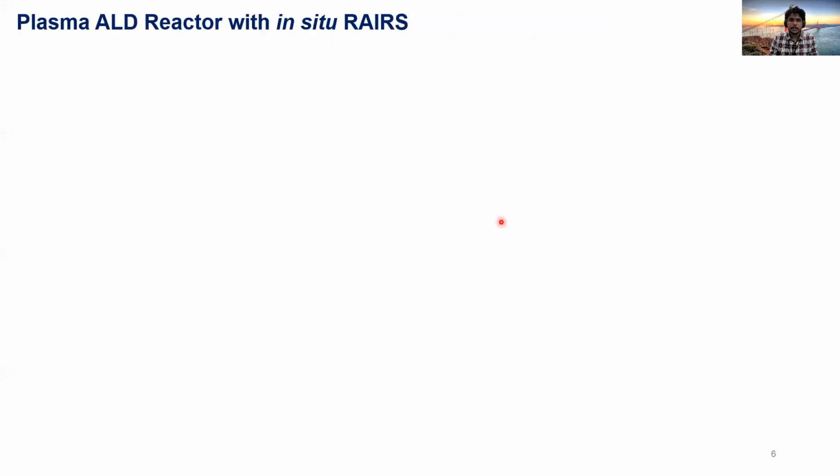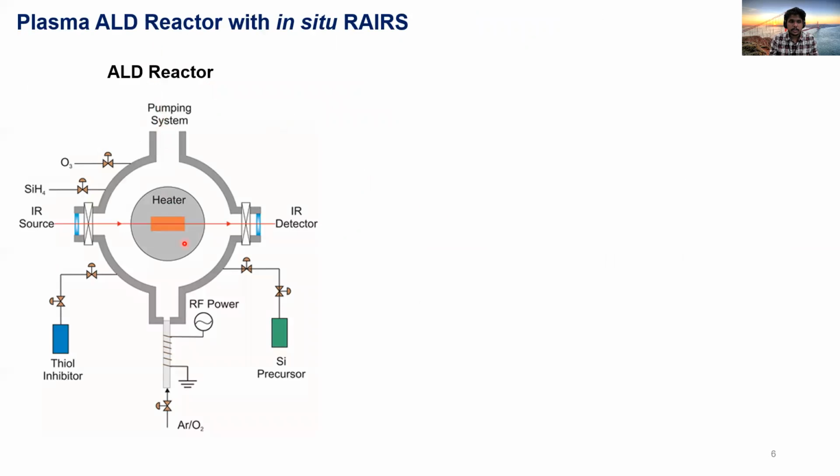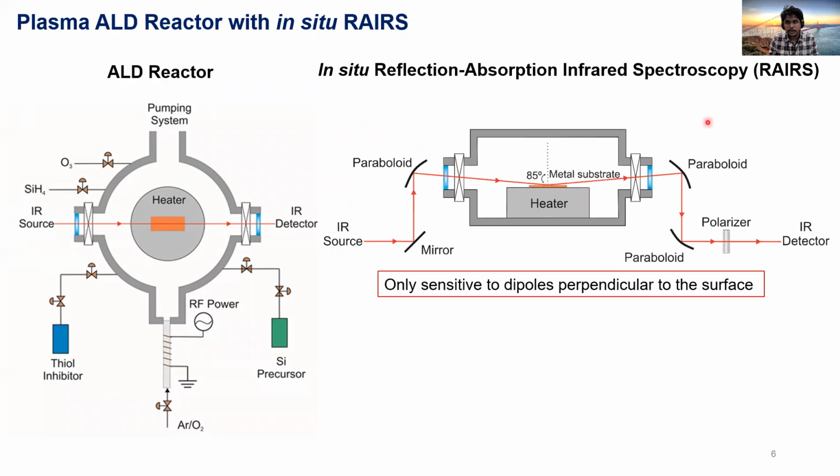The setup for this experiment consists of an ALD reactor with a surface analysis chamber. The in situ setup used here is a reflection absorption infrared spectroscopy. The ALD reactor is also equipped with an inductively coupled plasma source. It is to be noted that RAIRS is only sensitive to dipoles which are perpendicular to the surface.